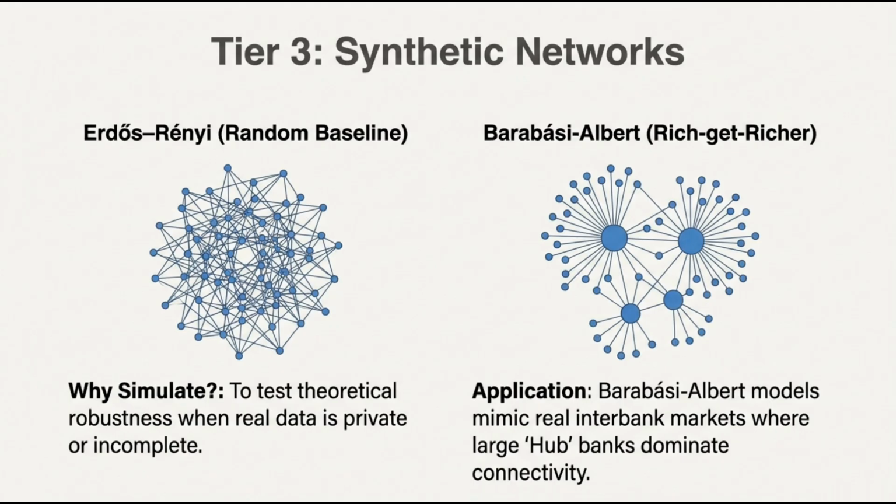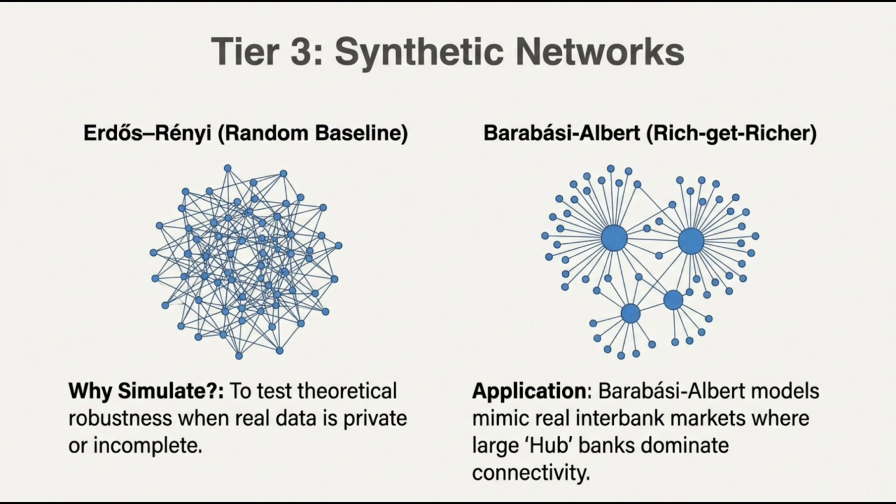Now we arrive at Tier 3. Synthetic networks. When real data is private, incomplete, or too difficult to access, researchers often simulate network structures. This slide compares two classic examples. On the left is an Erdős-Rényi random graph, which serves as a baseline where links appear more uniformly at random. On the right is a Barabási-Albert graph, which reflects a rich-get-richer process and produces hubs, making it more realistic for systems like interbank networks. The text at the bottom explains why simulation matters.